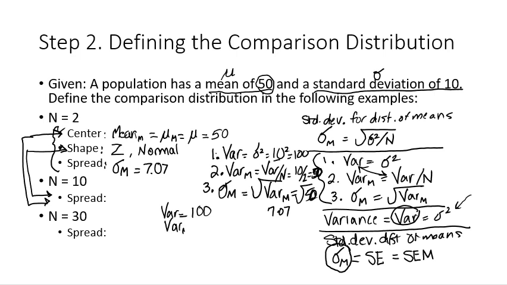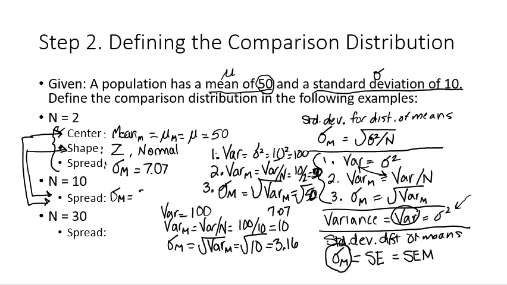The variance for the distribution of means equals variance over n, which is 100 over 10, equals 10. And finally, the standard deviation for the distribution of means is the square root of the variance for the distribution of means, which is the square root of 10, which equals 3.16. So in this case, standard deviation for the distribution of means is 3.16. And if we go through the very same process for n equals 30, we'll discover that the standard deviation for the distribution of means is 1.83.